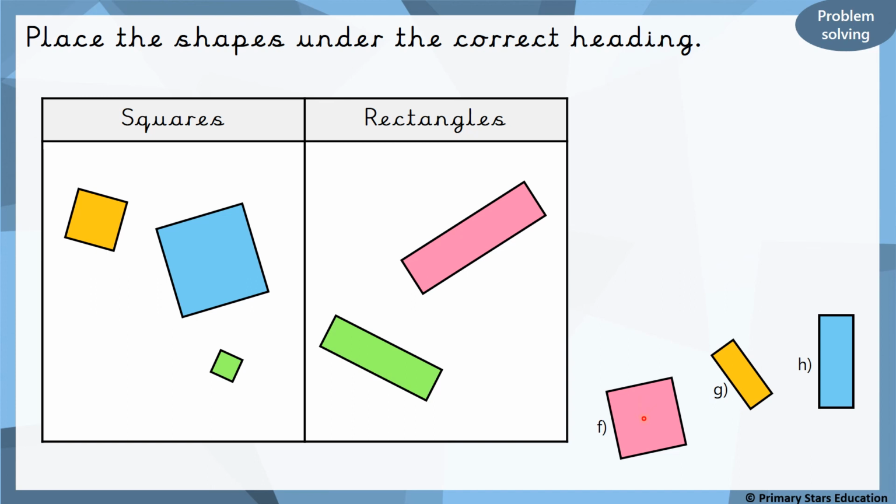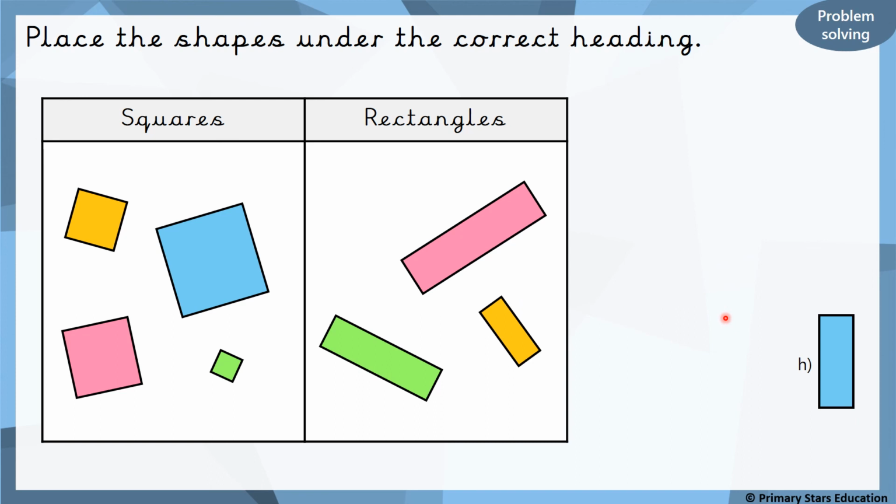Shape F is also a square. Shape G is a rectangle. And shape H is also a rectangle. Great job, everyone. Well done.